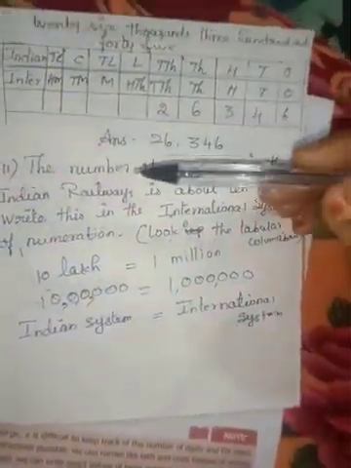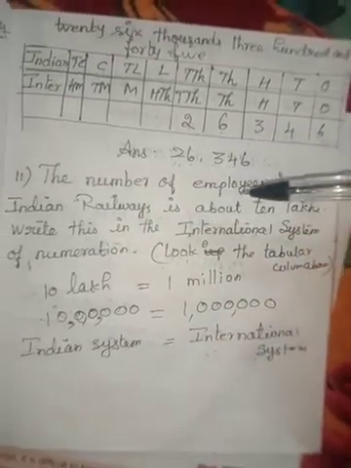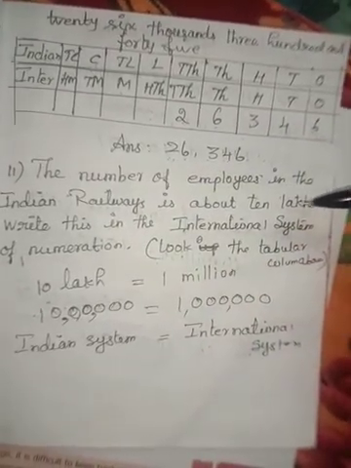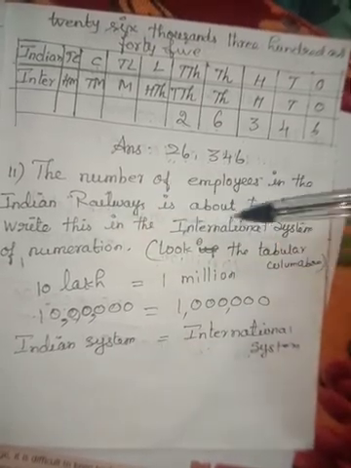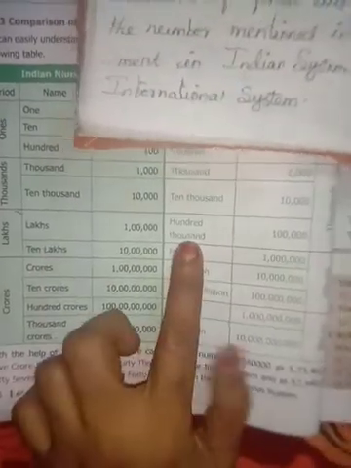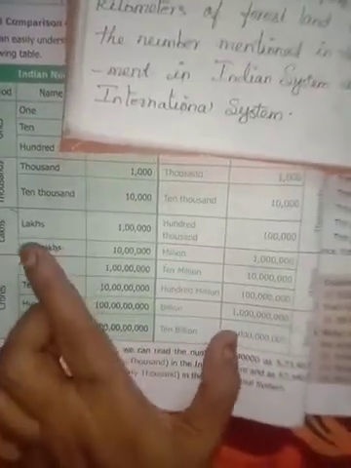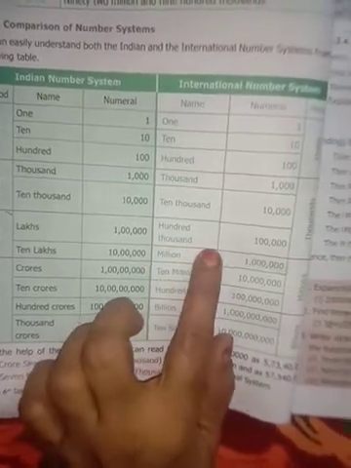Okay, then coming to the 11th one: the number of employees in the Indian Railway is about 10 lakhs. How much? About 10 lakhs. Write this in the international system. Look here. In 10 lakhs, how can you read it in the international system?